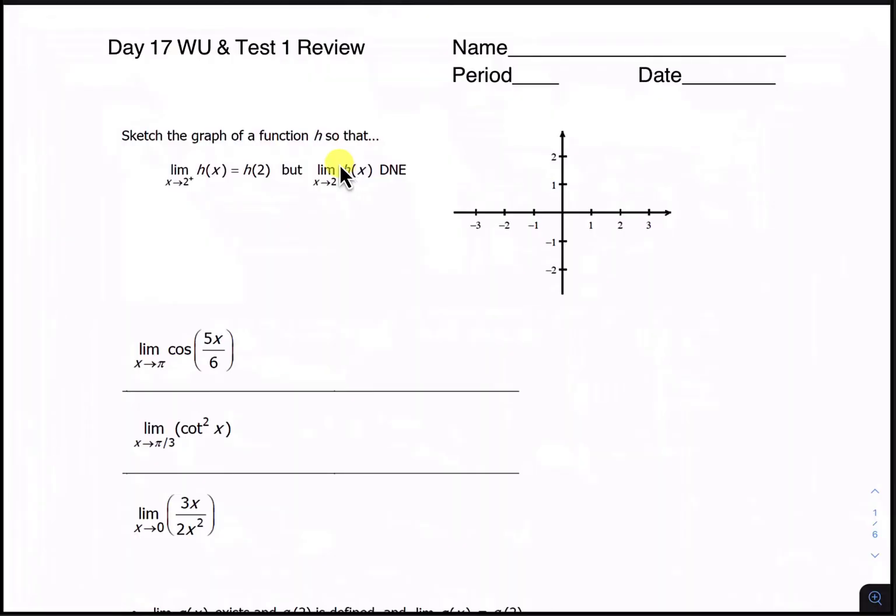This video covers the Day 17 warm-up as well as the Test 1 review.